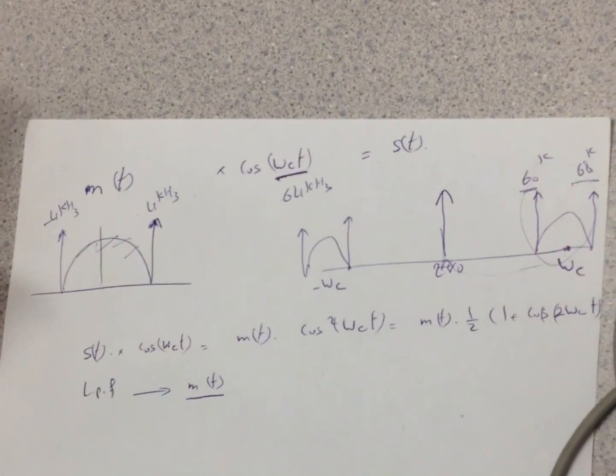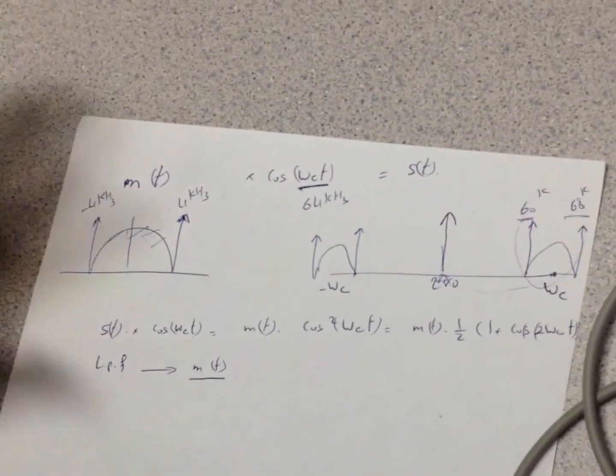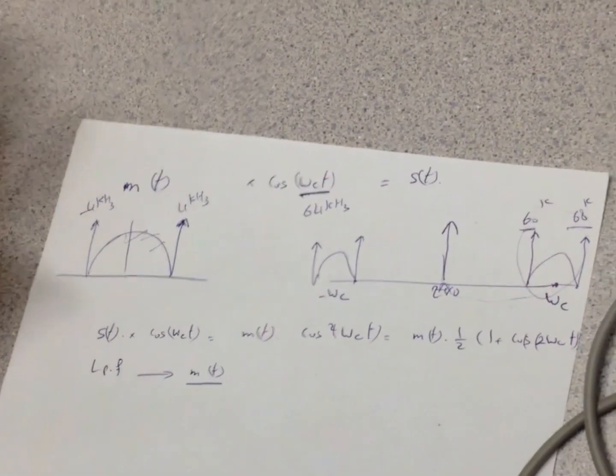This is ideally what we say in the lectures. Practically, there are a lot of problems. Life is not easy in practice. Ideally, I just multiply by cosine omega ct in the transmitter and everything is okay. And in the receiver I multiply again by cosine omega ct and everything is okay.